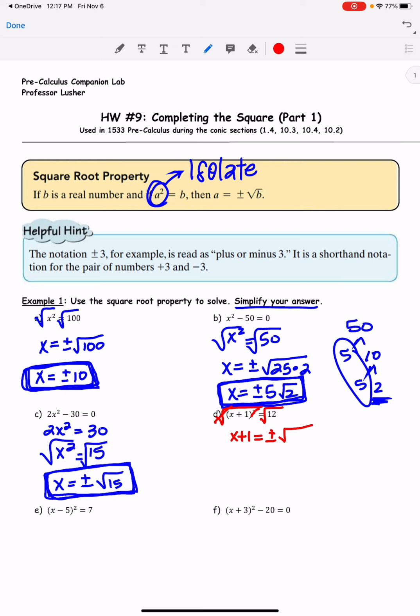I'm going to rewrite the square root of 12. The biggest perfect square that goes in is 4. So 4 times 3. So I've got x plus 1 equals plus or minus 2 square root 3. Square root of 4 is 2. And then your last step is to move that 1 over. So you can write this as x equals negative 1 plus or minus 2 square root 3.